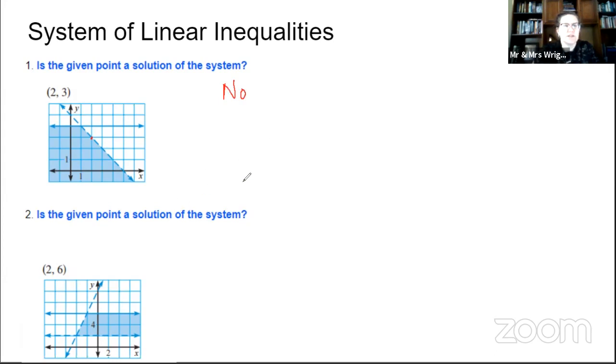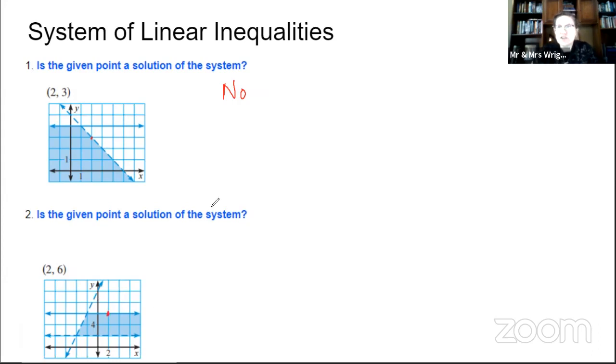So let's look at this next one. Is the given point a solution to the system? 2, 6. So we want to go, oh, these marks are counted by 2. So it's 0, 2, 4, 6. Same with the vertical, 0, 2, 4, 6. You can see that by the 4 and the 2 here. So we want to go over 2 and up 6. That's going to be this point right here.